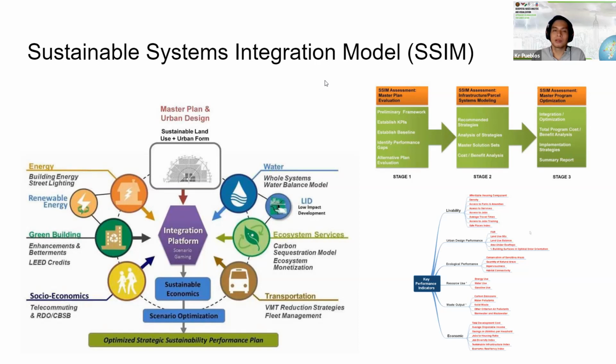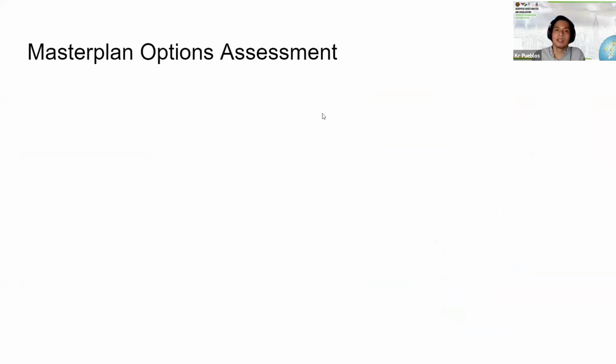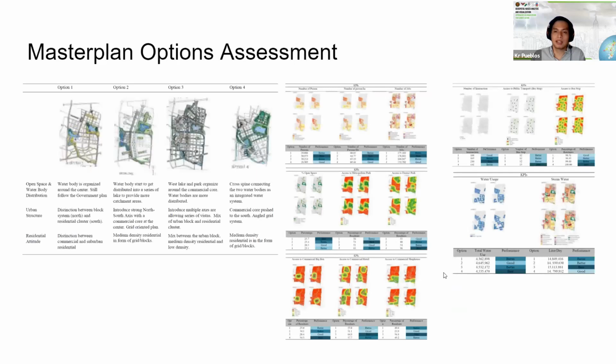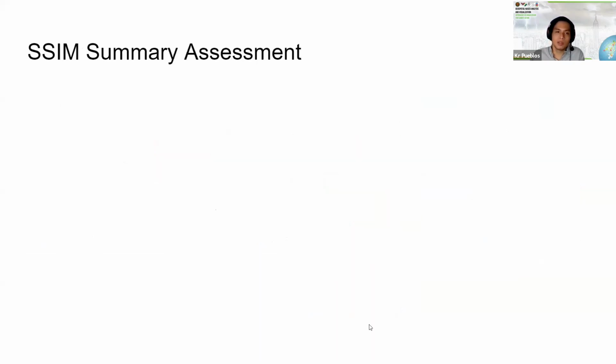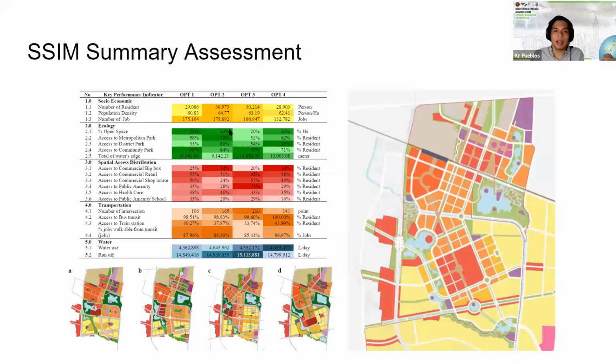SSIM, or Sustainable Systems Integration Model, is a system developed by ACOM back in 2014 to use maps as an options assessment and iterative process tool. So you can see how you can develop different scenarios, and it assesses them based on different KPIs. And so from those different options, you can then see how different master plan options perform.